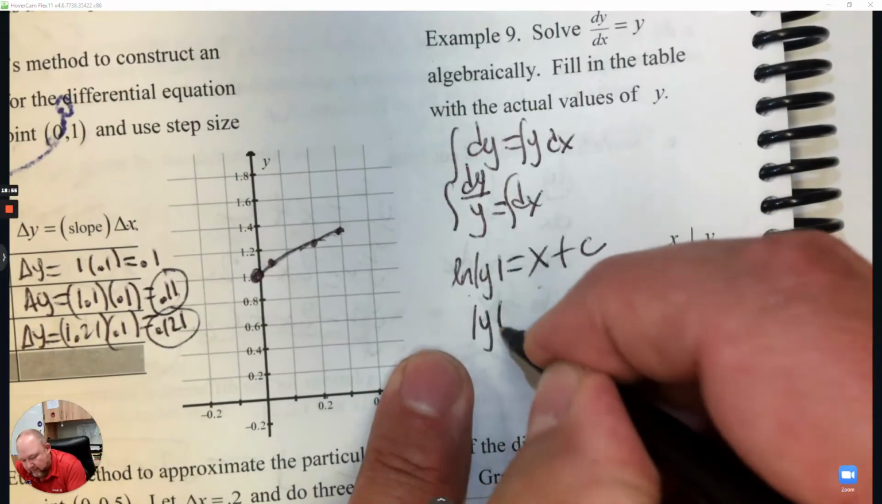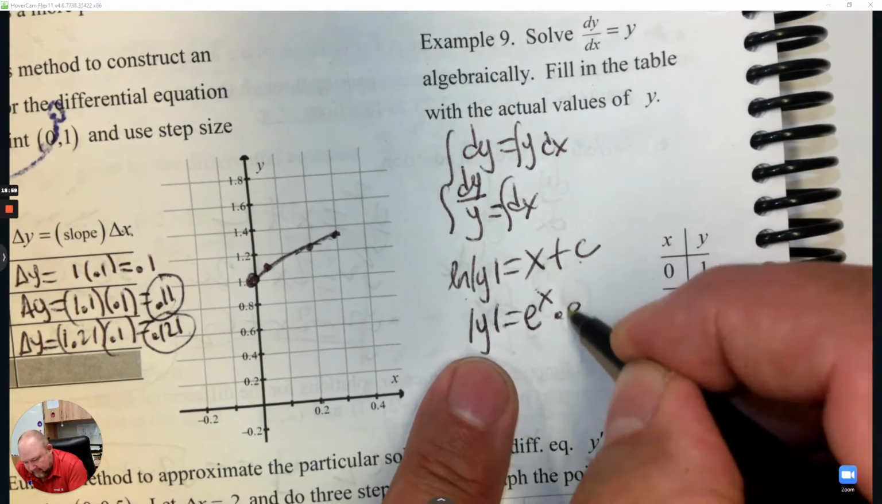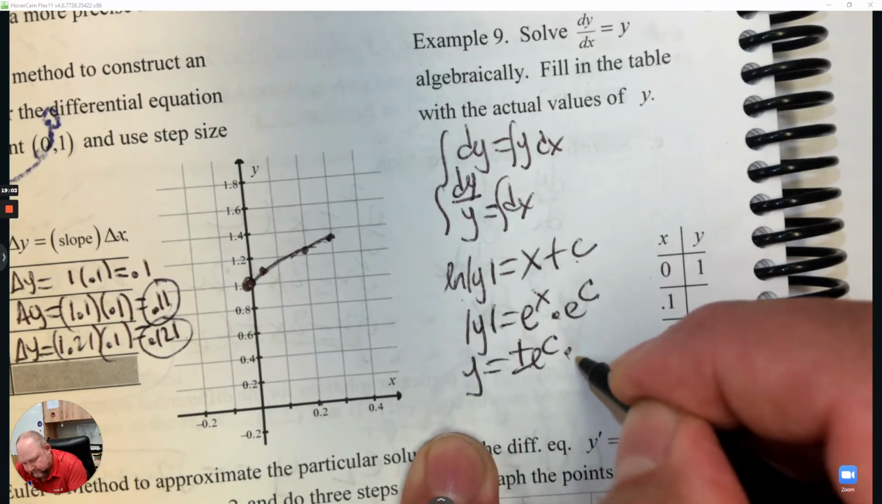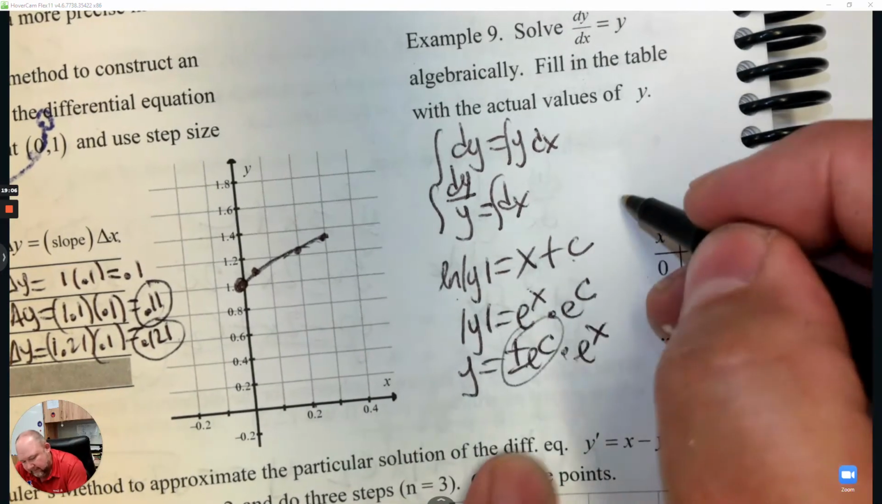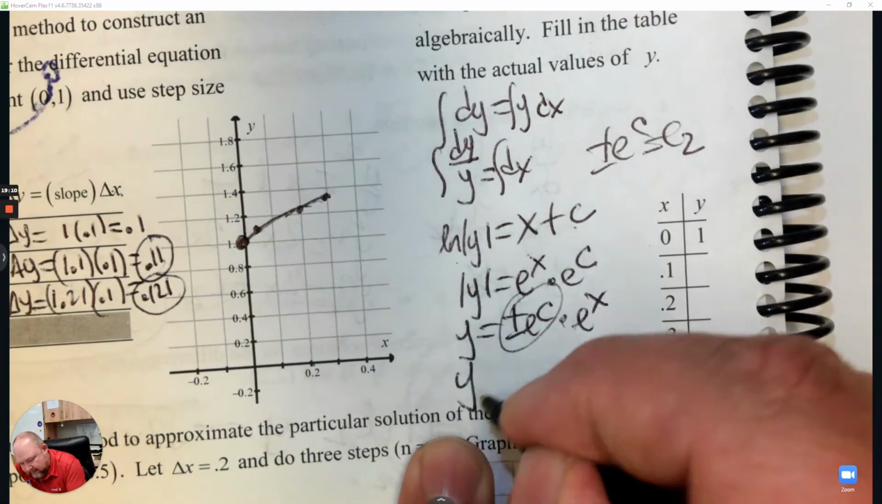To solve for y, write it as an exponential. And instead of plus c, I multiply. I go plus or minus, and then I'm going to replace that with a new constant. And here it is.